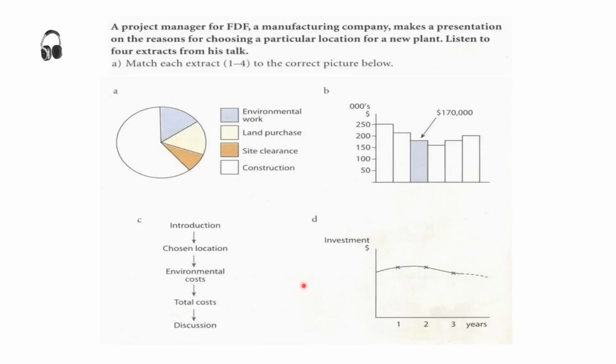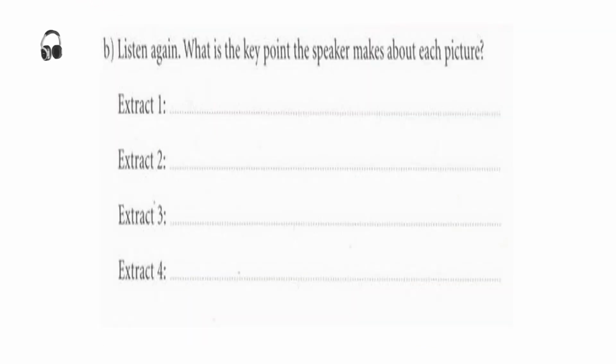Well, when it is about a procedure or process, a flowchart is really good. When it is about percentage or proportion, you can use a pie chart. When you want to present the development of something, you can use the bar graph or line graph. Okay, good. Now listen again.